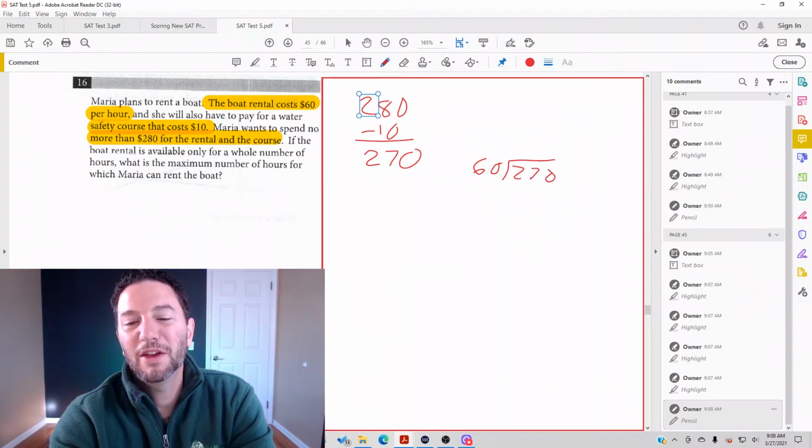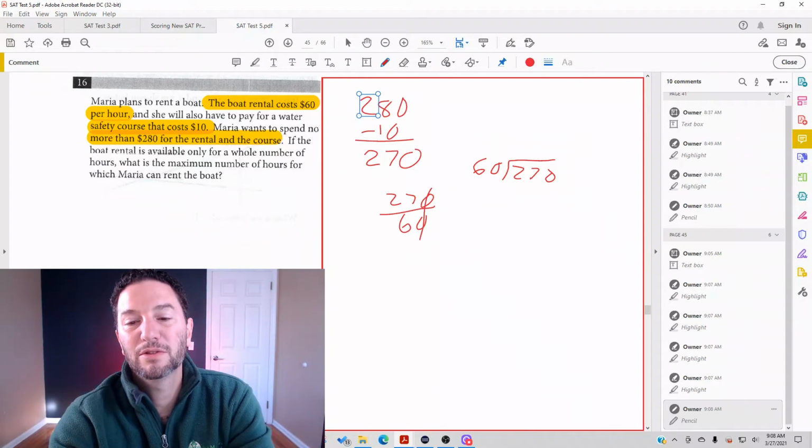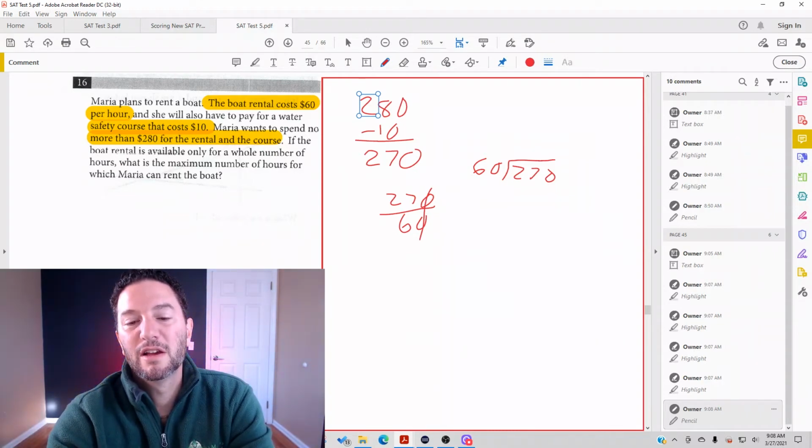And if we had this as a fraction, let's say we had 270 over 60, we could chop the zeros off. And actually you could do it from a fraction just like this. 6 goes into 27, it's going to go 4 times, and then you're going to have 3 left over, 3 over 6. That's going to be 4.5.